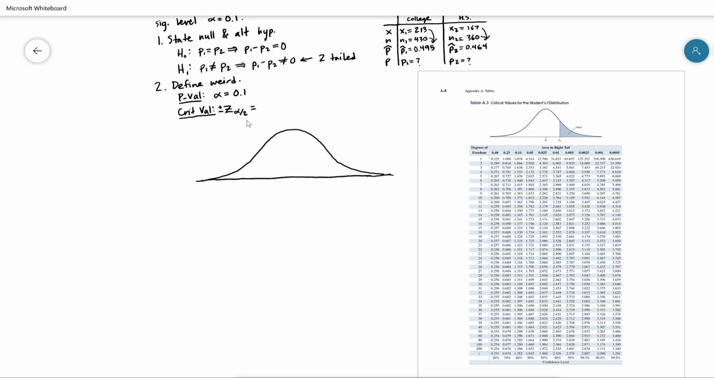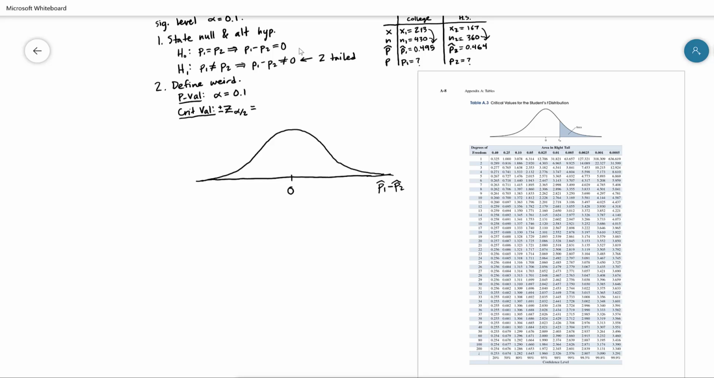This is the distribution of all the possible differences between p1 hat and p2 hat. We are assuming, according to the null hypothesis, that the difference is 0. That is our null hypothesis. But in fact, we are going to find a difference. Clearly, our p1 hat and our p2 hat are different values, and we'll figure out where this winds up on this curve in a minute.